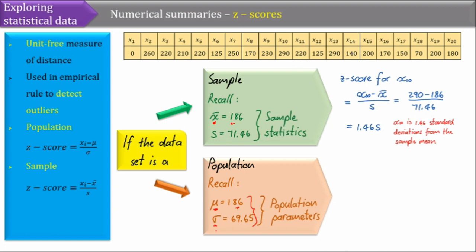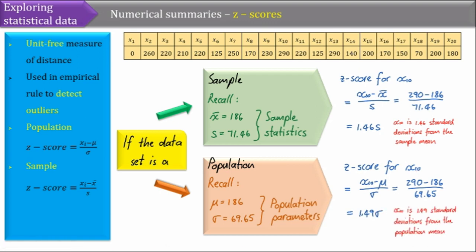The only thing that will be different is the standard deviation, because remember in this calculation for the sample standard deviation, I divide by n minus 1, whereas here I divide by n. So that means my answer here will be smaller because I'm dividing by a bigger value. So if I'm looking at calculating the z-score for x10 in this case again, now it's going to be 1.49 sigmas. In other words, if this was a population, then x10 would be 1.49 standard deviations above the mean. I'm saying above because this is positive.